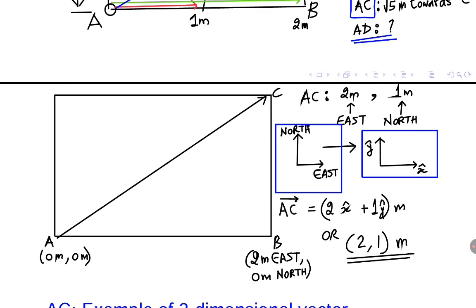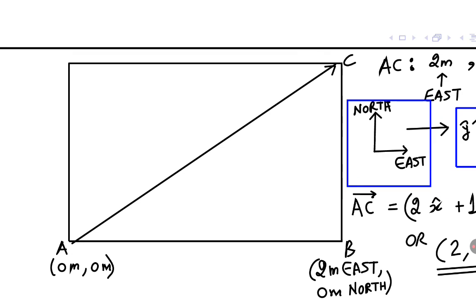So look at this diagram. What we can see is, let us say the point A is given by 0 meters, 0 meters: 0 meters movement in the east direction, 0 meters movement in the north direction. And the point B is given by 2 meters movement from point A in the east direction and 0 meters movement along the north direction. Basically, if we are moving from point A to B, we are only moving 2 meters in east. We are not moving along the north direction at all.